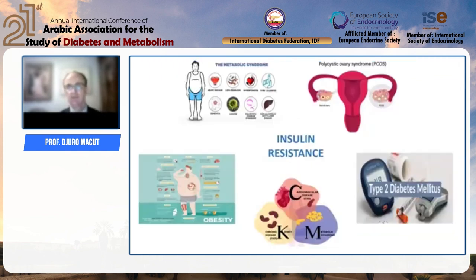Then we come to the insulin resistance conditions and where they could be found. Polycystic ovarian syndrome, type 2 diabetes, obesity, and metabolic syndrome are conditions that are hallmarks of insulin resistance today.